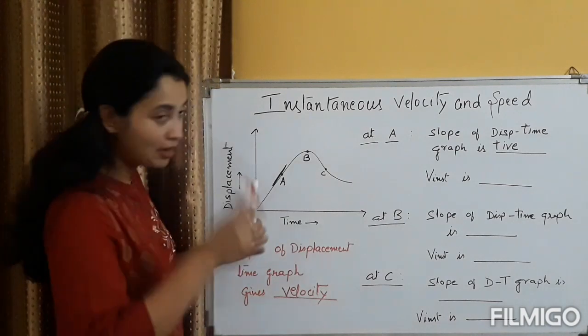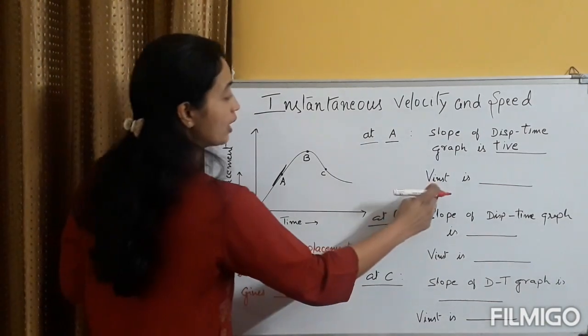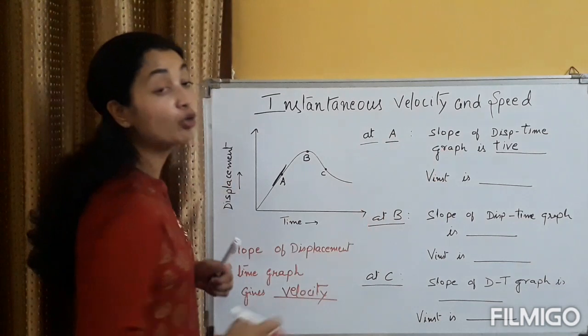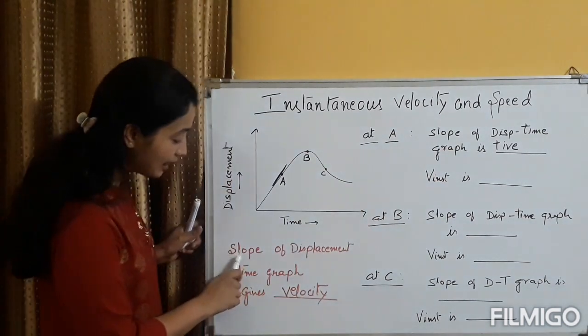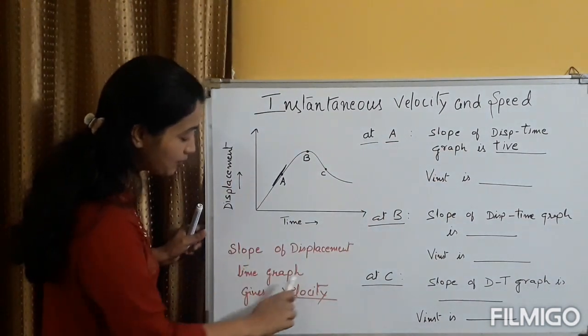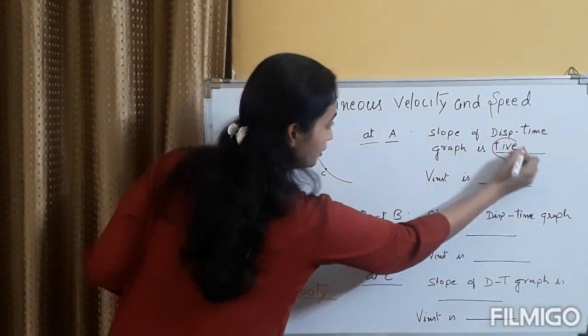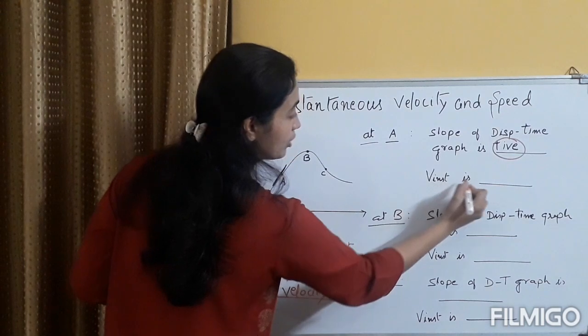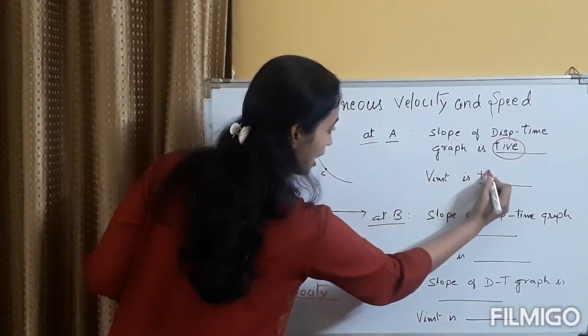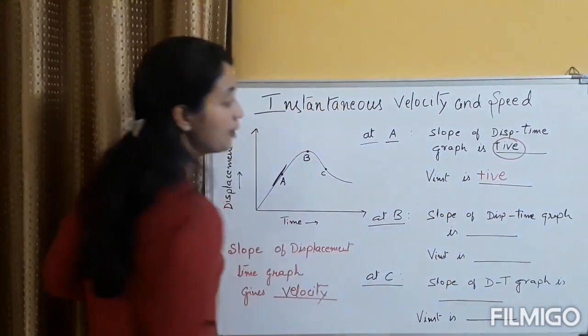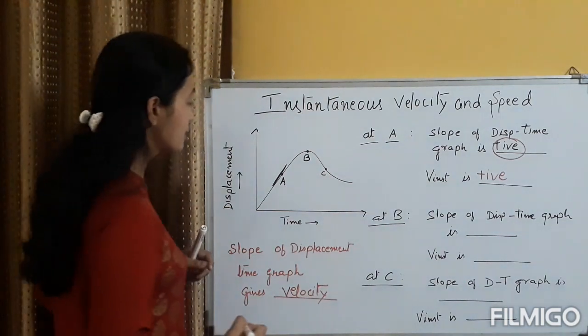Let's mark the slope with a red pen. So what is the message it will convey about V instantaneous? Slope of displacement time graph gives velocity. If the slope is positive, then what will it say about instantaneous velocity? Yes, the value of instantaneous velocity is also positive.